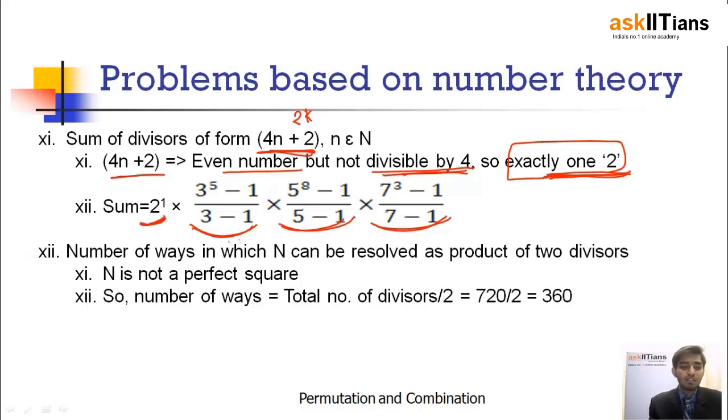And the last part is the number of ways in which n can be resolved as a product of two divisors. You can see that n is not a perfect square. So in this case, what will be the number of ways of doing so? The number of ways will be the total number of divisors divided by 2. The total number of divisors was 720, so 720 by 2 is 360. So the number of ways in which n can be resolved as a product of two divisors will be given by the total number of divisors by 2, which is equal to 360.